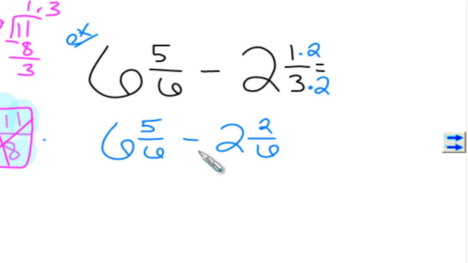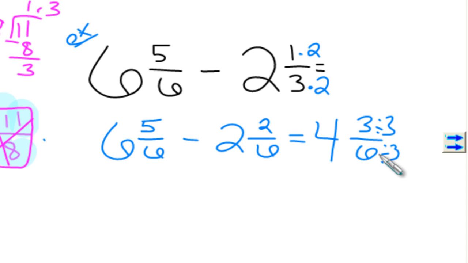Okay, so now we can go through and subtract our fractions. We have 5 minus 2 is 3. Denominator stays the same. Step 3 is add or subtract your whole numbers, so we have 6 minus 2 is 4. Step 4, get rid of any improper fractions. Well, 3 over 6 is a proper fraction, so we can't change that to a mixed number. But we can do step 5 here, and we can simplify. We're going to divide both of these by 3. And our new answer is 4 and 1/2.